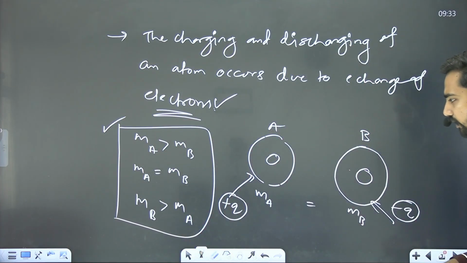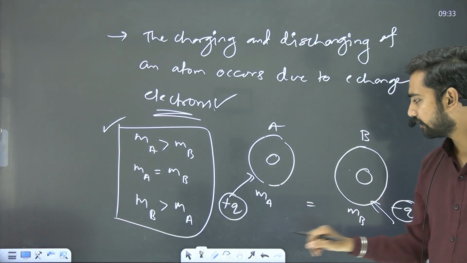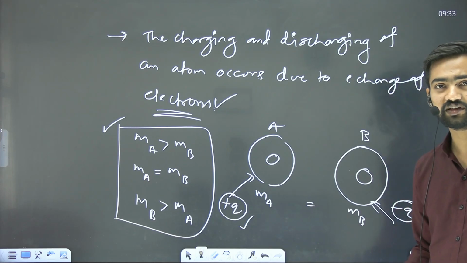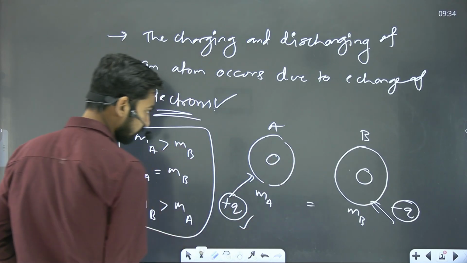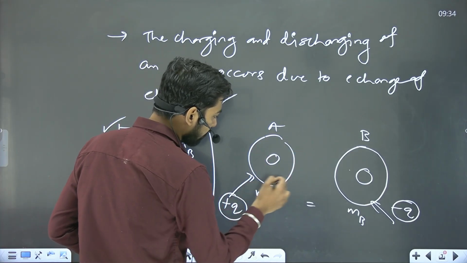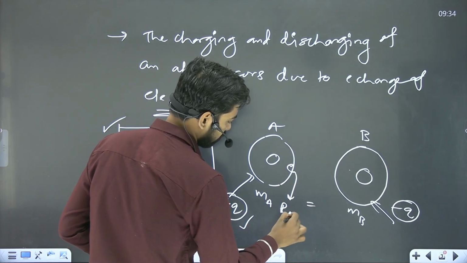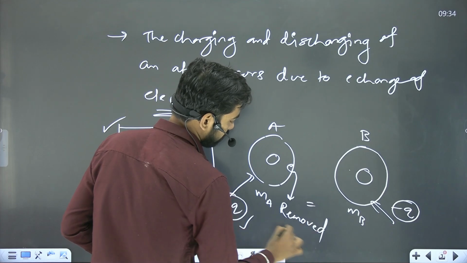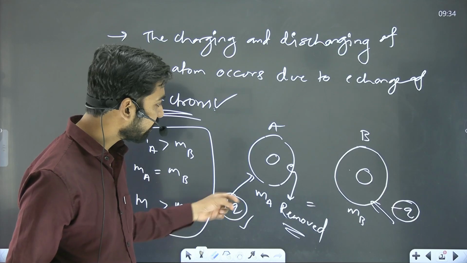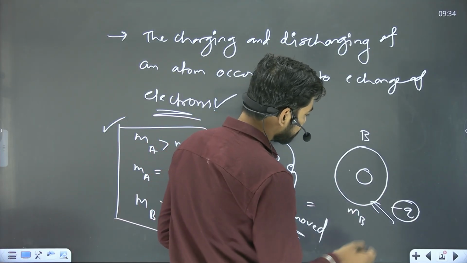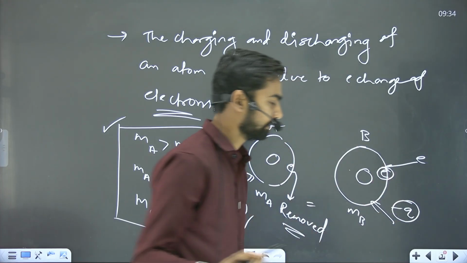So we have understood this process. If I have supplied positive Q charge to this atom, it means there were some electrons in the orbit, and I have removed some electrons from the orbit of this atom. And if I have supplied minus Q charge to this atom, it shows that I have added some electrons to the orbit of this atom.